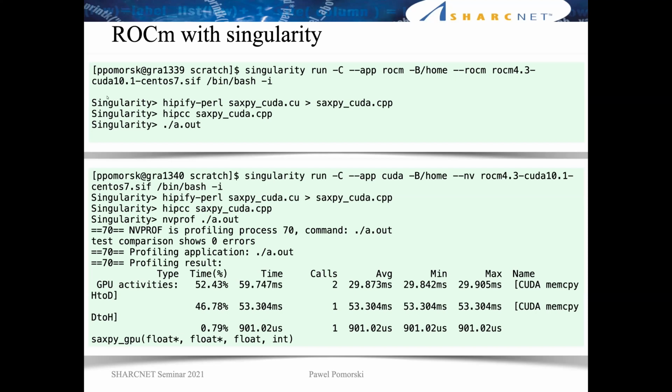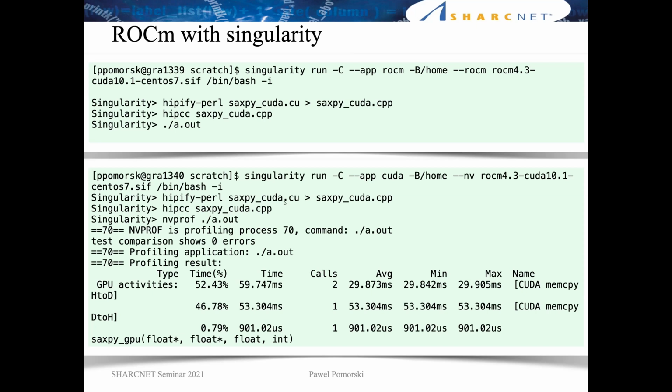So once I do this, I get a bash prompt within Singularity, and here I can run ROCm commands. In this example, I ran hipify, which, as I will explain shortly, is a tool to convert CUDA code to HIP code. And then I run hipcc, where I compile my resulting HIP code. And then I try to run a.out. In this case, it wouldn't work because we don't have the drivers yet fully working on that node.